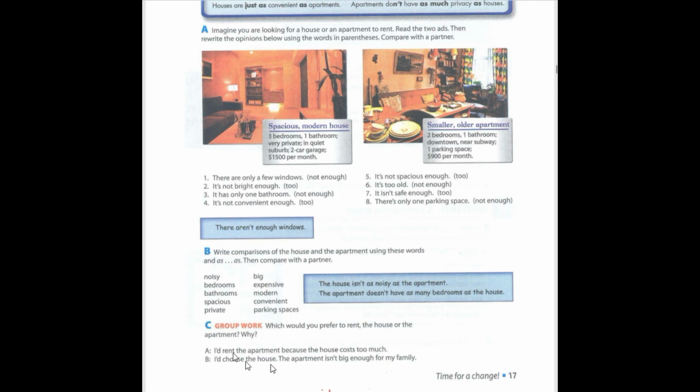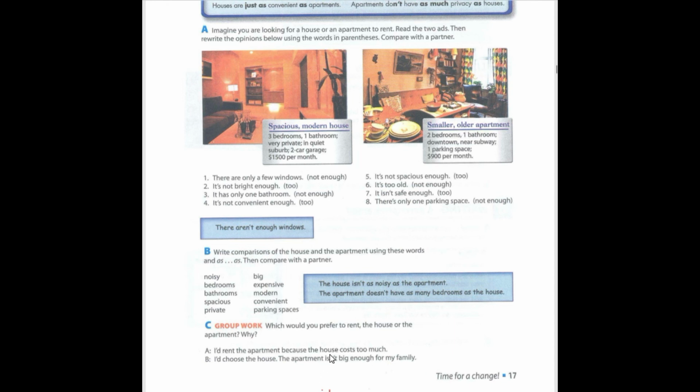Obviously, we're not going to do the group work. So they say here, which would you prefer to rent, the house or the apartment, and why? Let's see what they said. They say, I would rent the apartment because the house costs too much. The other person says, I would choose the house. The apartment isn't big enough for my family.